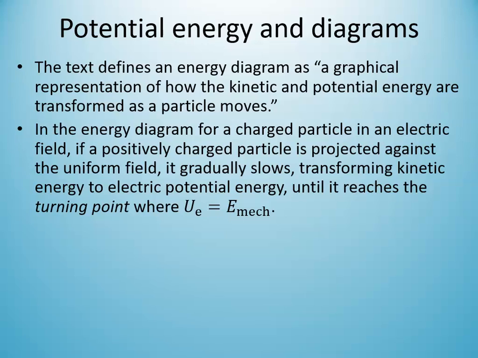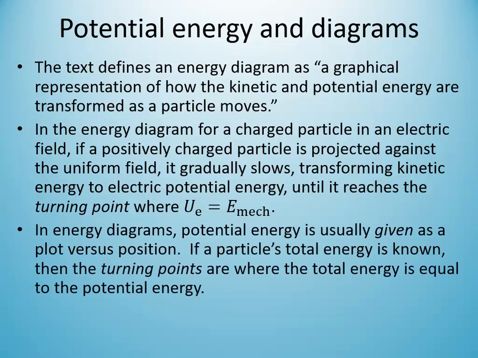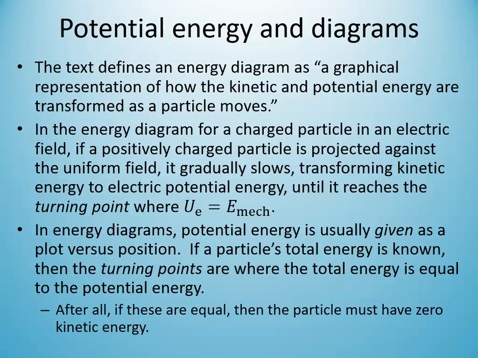If it's projected against the uniform field, well, if it's positive charge and you're going against the electric field, that's kind of like going up the waterfall for a massive object, it's going to gradually slow down with that kinetic energy being transformed to potential energy until it eventually reaches a turning point, which is where the potential energy is equal to the total energy, i.e. there's no kinetic energy left, it's all potential energy. So potential energy is usually given as a plot versus position, as it's going to be in the example I'm about to show. So if a particle's potential energy is known, the turning points are where the total energy is equal to the potential energy. And by turning points, we mean it turns around and goes back the other way. Because if the potential energy is equal to the total energy, again, there's no kinetic energy left over.